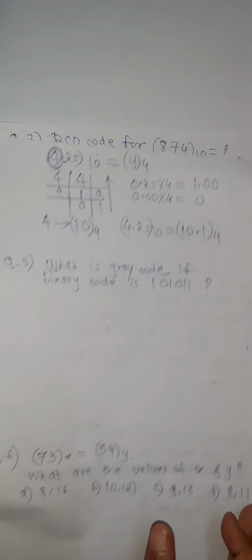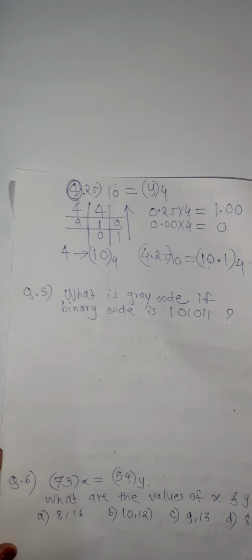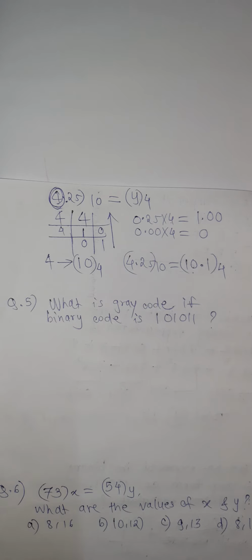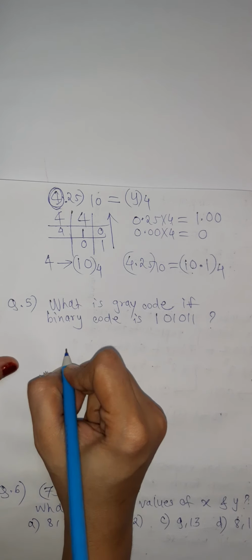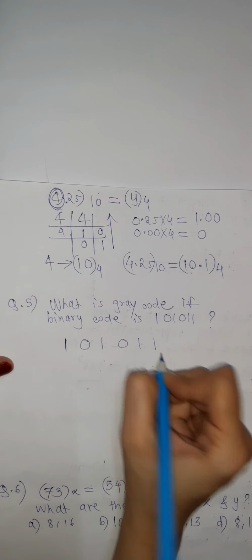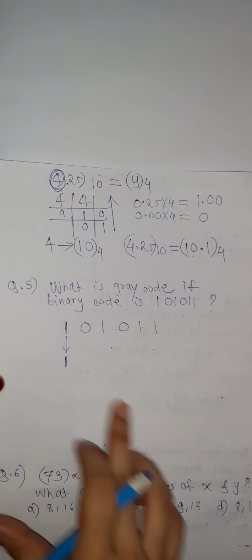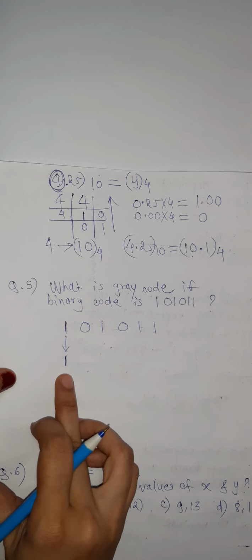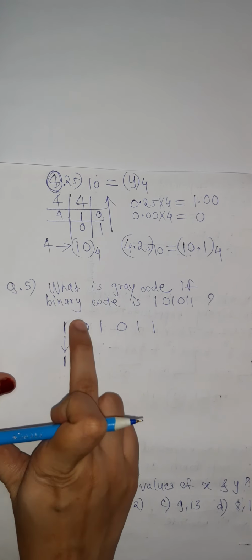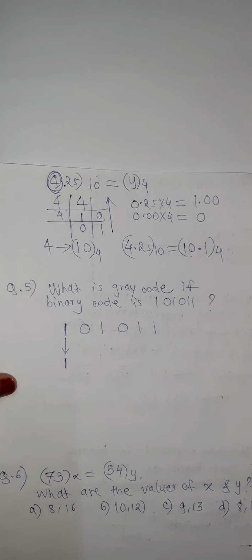Now the next question is: what is the gray code if the binary code is 101011? To find the gray code using the binary code, we will arrange the given bits as they are first, 101011. Now take the first bit, the most significant bit or MSB, as it is, that is 1, and then perform XOR operation between adjacent or neighboring digits. So perform XOR operations.